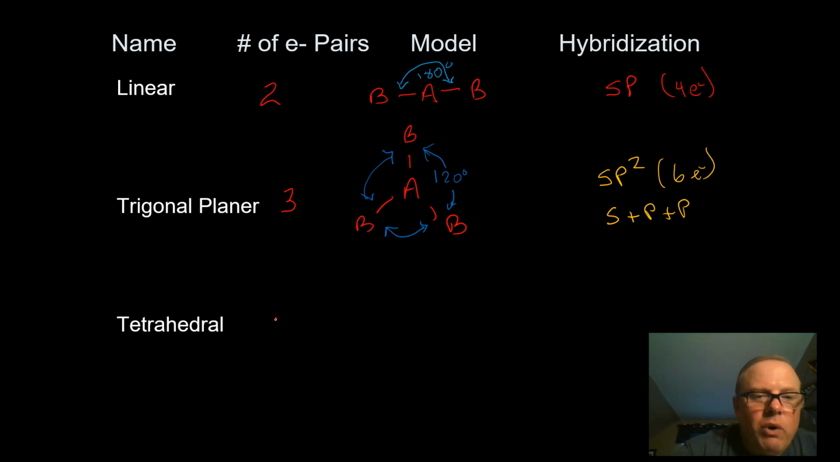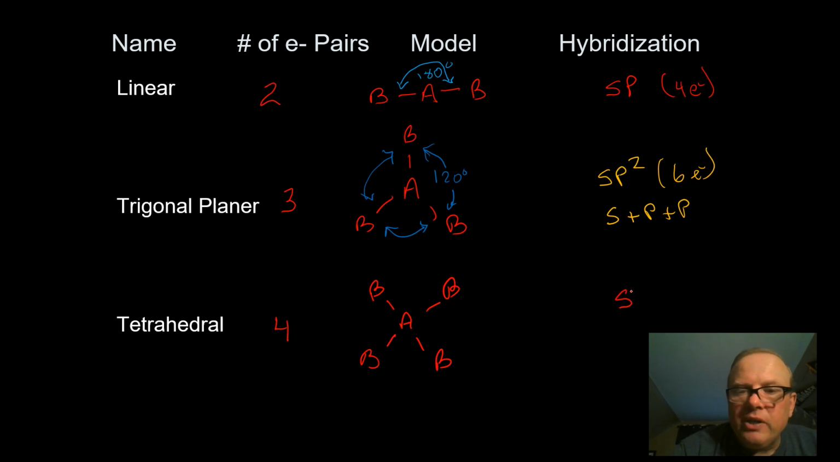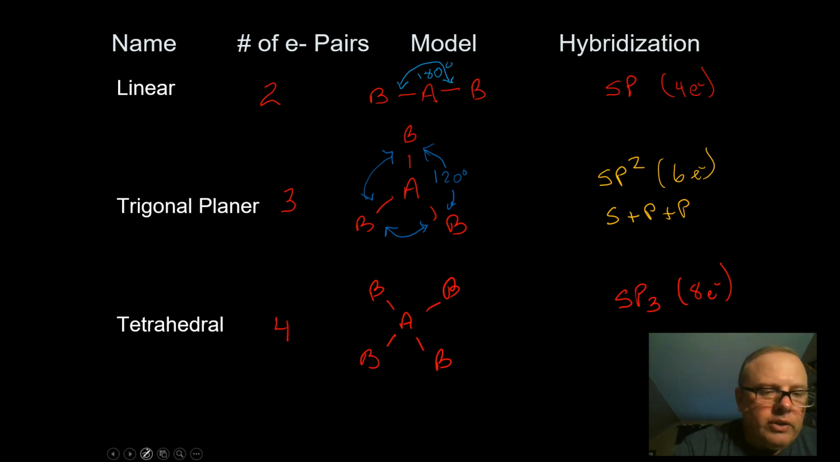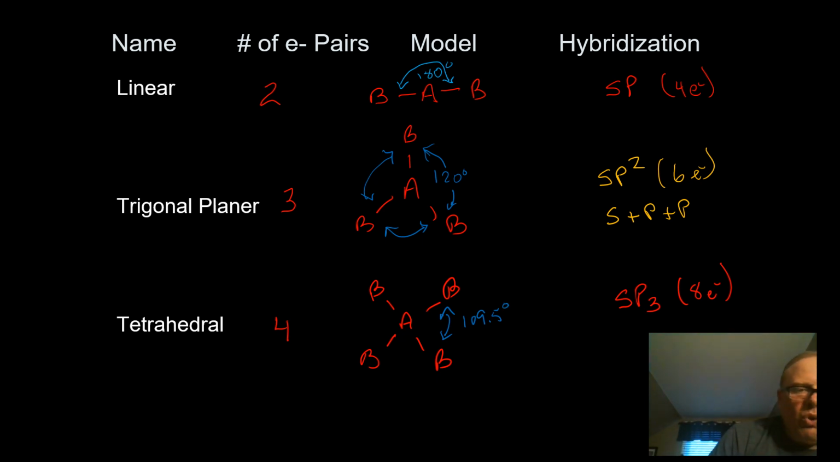Tetrahedral. Now we have 4 pairs of electrons. So A is in the middle, bonded to B, bonded to B, bonded to B, bonded to B. So we have 4 pairs of electrons around the central atom. So our hybridization here, I hope you're thinking sp3 because we have 8 electrons. In other words, 4 pairs, 8 electrons total. Now our bond angle on this is going to be between here and here, and it's 3-dimensional, so it's 109.5 degrees. I've only drawn that 2-dimensionally, but it does set up 3-dimensionally.